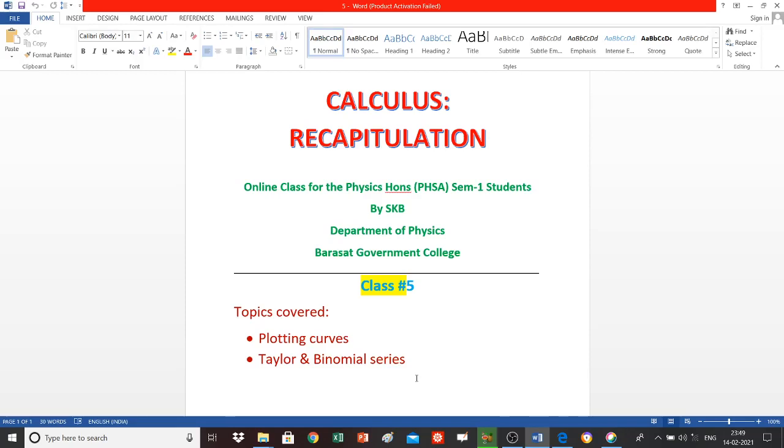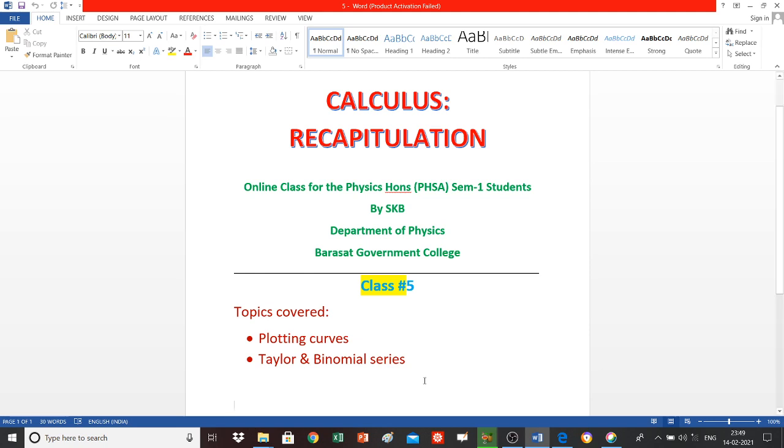Dear students, we have come to the end of the series of classes on the chapter Calculus Recapitulation. This is the last and fifth class. In this class, we will learn how to plot curves and then Taylor and binomial series.